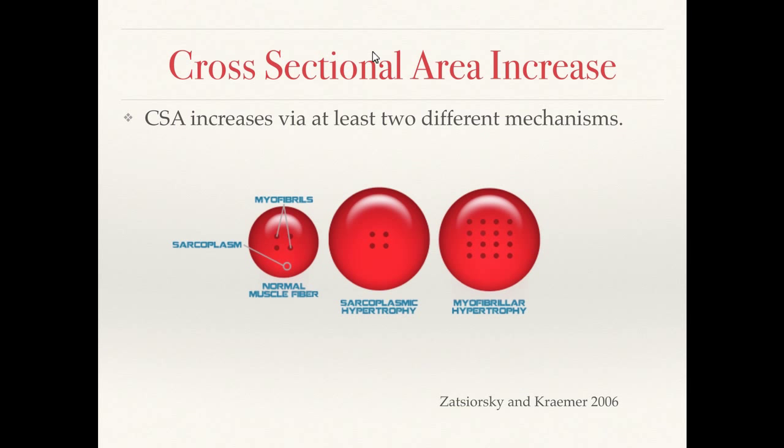Another method of hypertrophy is going to be an increase in cross-sectional area. That's when the muscle actually gets thicker. You're not just adding sarcomeres serially. And there are two different types of hypertrophy that Zatsiorsky and Kraemer propose. The first is sarcoplasmic hypertrophy, and that's hypertrophy of the sarcoplasm, an increase in glycogen, enzymes, water. And the next is myofibrillar, which would be hypertrophy via the addition of sarcomeres.